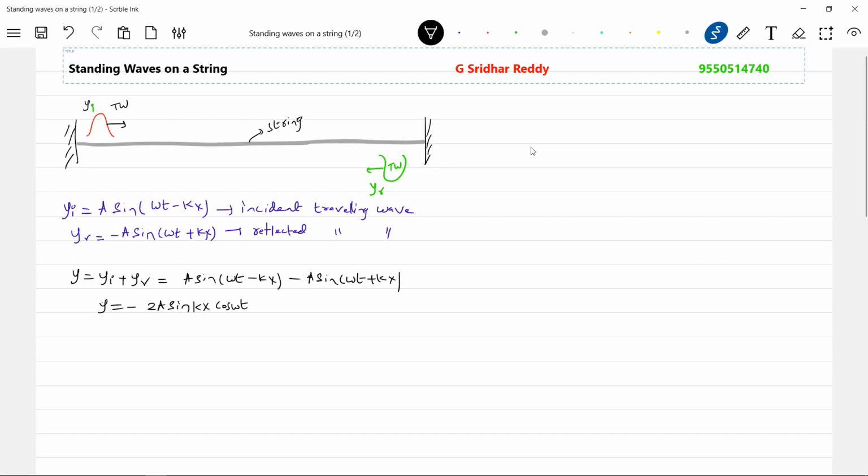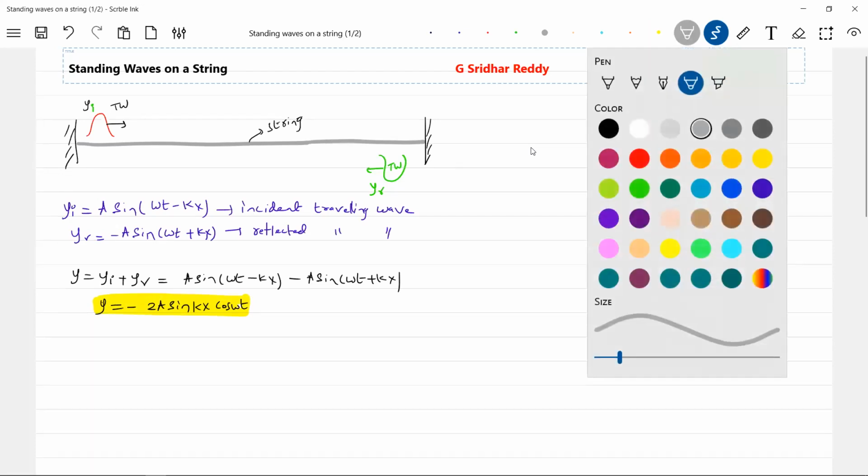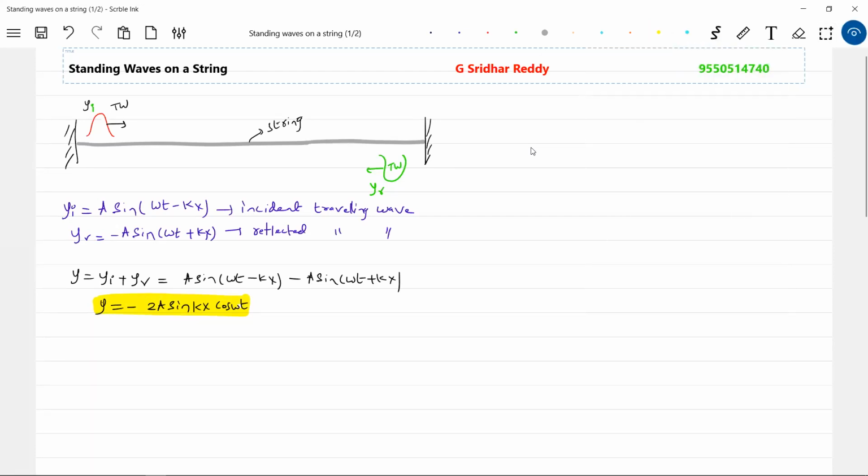Okay, I got some equation. Look at this, I got some equation. Is it a traveling wave? These two are traveling waves. I got the resultant. What is y? y is the displacement of any point on a rope at a distance x. So let me define this point as x equals 0, from where the incident wave was generated.